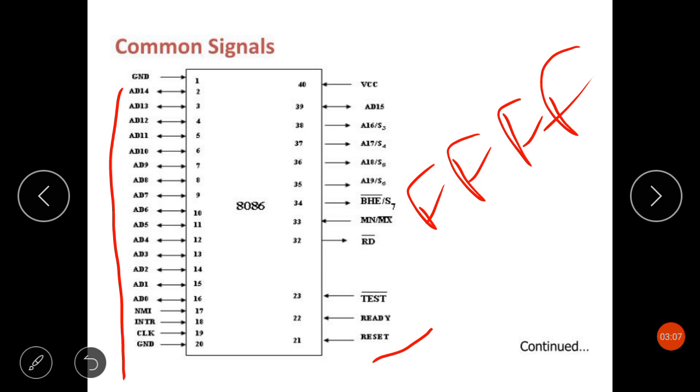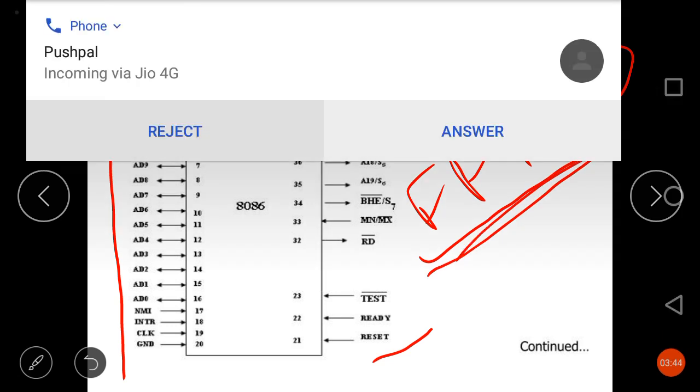When reset is removed, the 8086 will fetch its next instruction from physical address FFFF0H. Why? Because when the reset pin is high, it makes the code segment register content FFFF, and after the removal of the reset, when it gets low, the 8086 will fetch its next instruction from the code segment having the starting address FFF0.